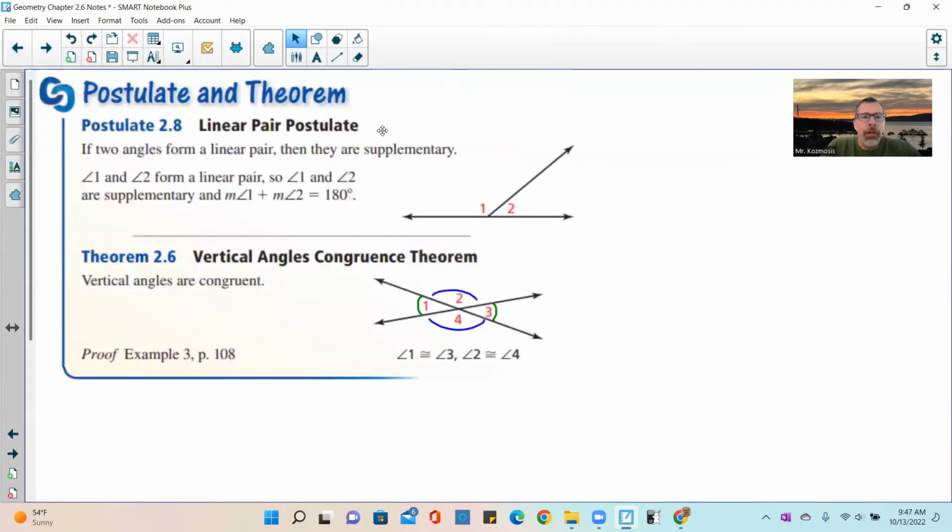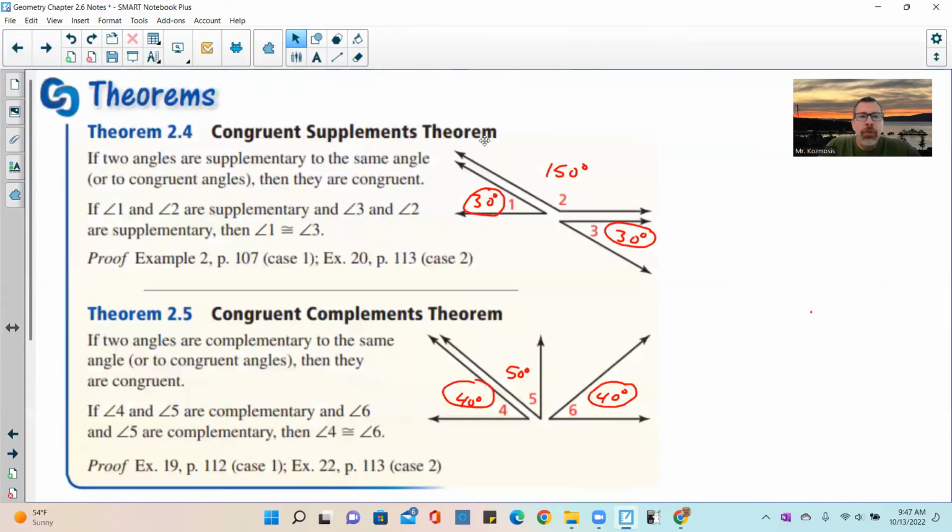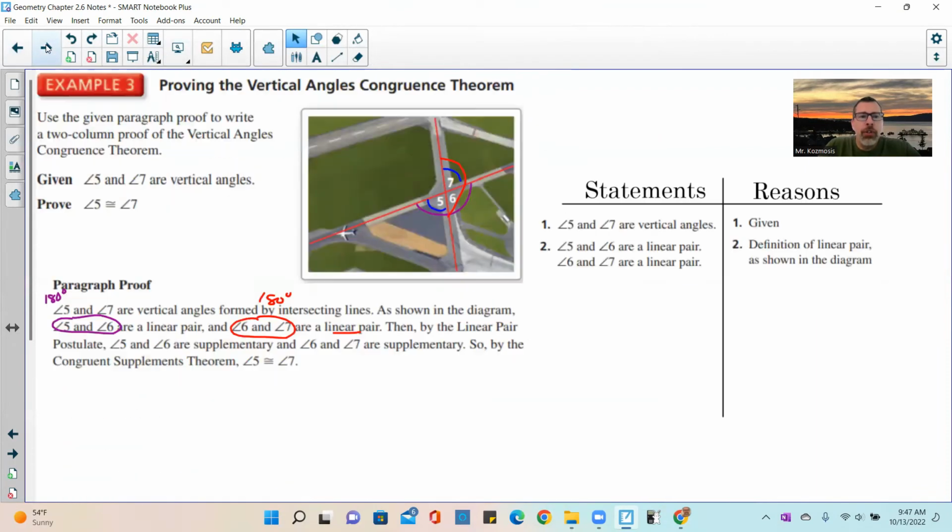We have a linear pair postulate, we have a vertical angle congruence theorem, and before that, we had the congruent supplements theorem and the congruent complements theorem. Once you have all these theorems and you prove them, you can just use them in your new proofs, and it really cuts down all the work. The more you do, the less you have to do, if that makes sense.